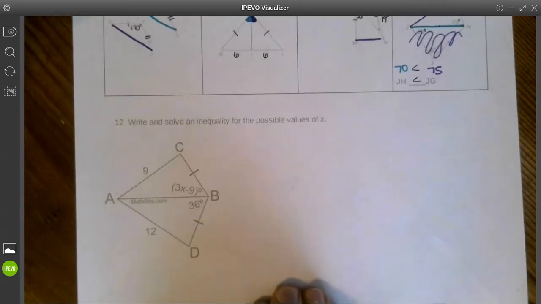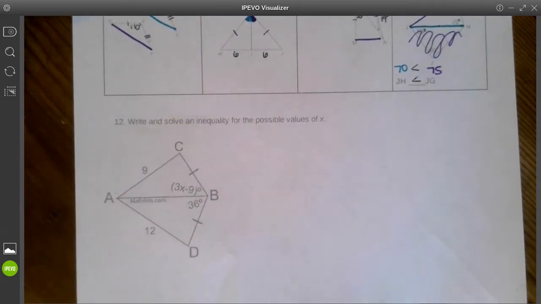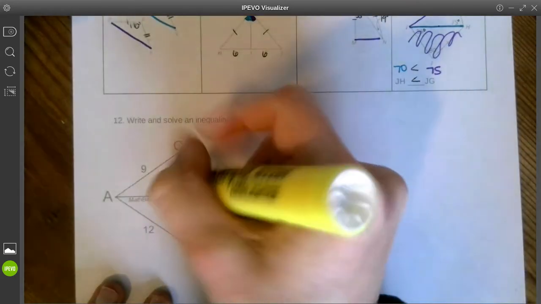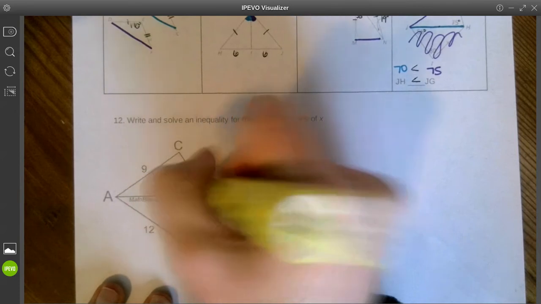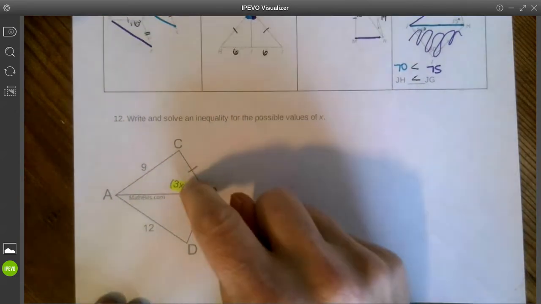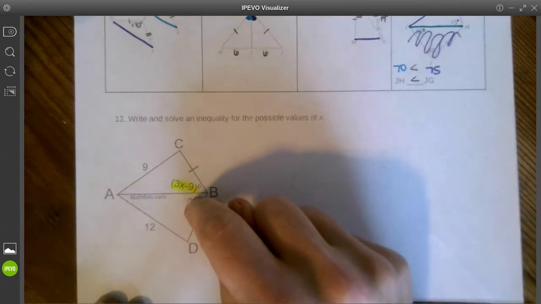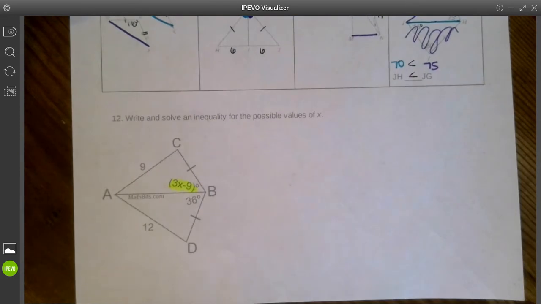And our final problem, number 12: write and solve an inequality for the possible values of x. So this is similar to what we just did. We're going to be comparing some angles here to help us figure out what the possible values x could be. So first I want to find, okay, where is x? X is in this angle here. And so what I need to do is compare these two angles. To do that, I'm going to look at the sides that are opposite them.